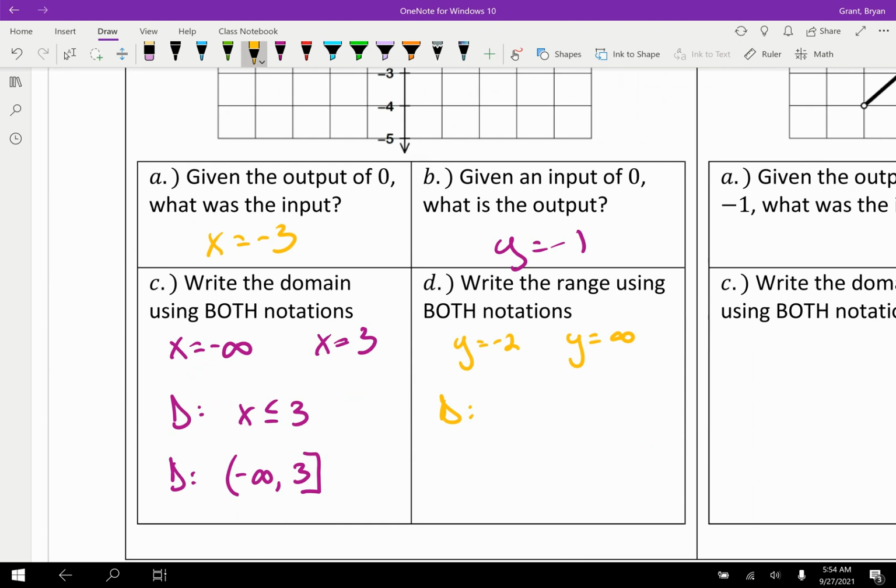Our domain, nope, sorry, this is the range, this is the y, silly. We start at negative 2 and we go up, so I think our y values are greater than or equal to negative 2. In terms of this interval notation, we start at negative 2, end up at infinity. We can be equal to negative 2, but not to infinity.